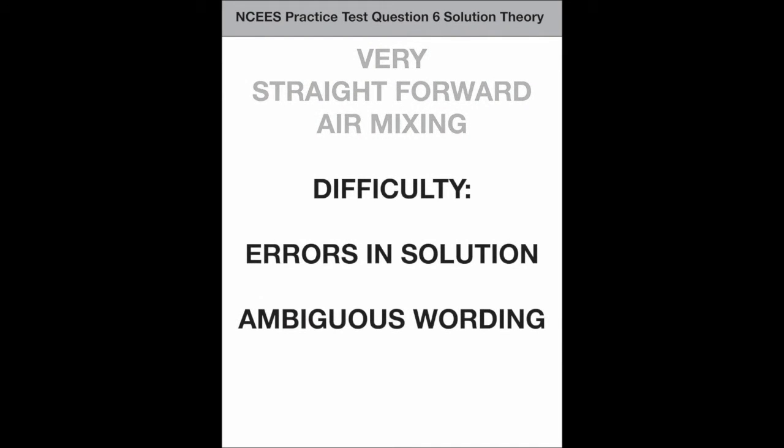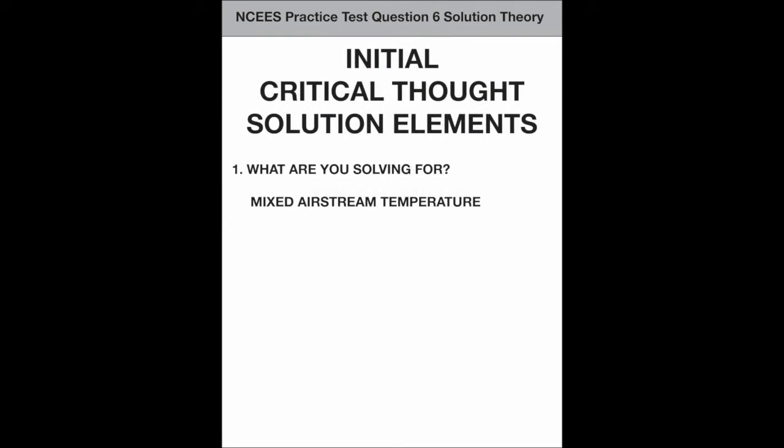Question 6 is a very straightforward air mixing problem. Perhaps the greatest difficulty lies in the solution provided by the NCEES. It contains errors and ambiguous wording, which can create confusion. Initial critical thought solution elements.